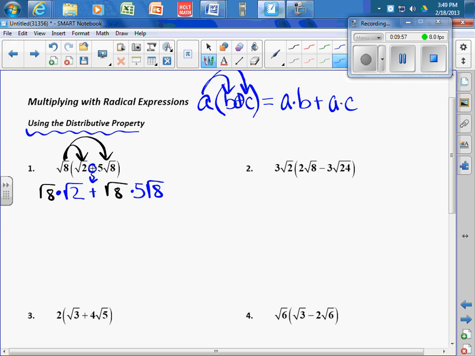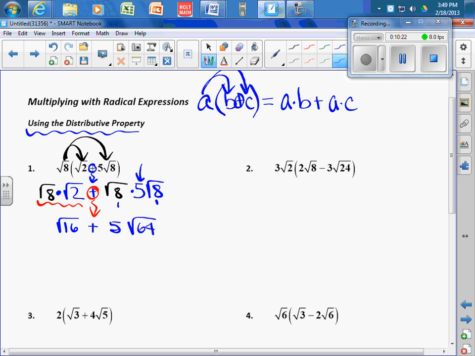Now, because of this plus sign, that gives me two different problems I'm going to be working on. I'm going to be multiplying radical 8 times radical 2. And how do we multiply those? Anything that's inside gets multiplied together. So you have radical 16. You're going to bring down the plus sign. And the numbers that are outside stay outside. Numbers that are inside get multiplied together.